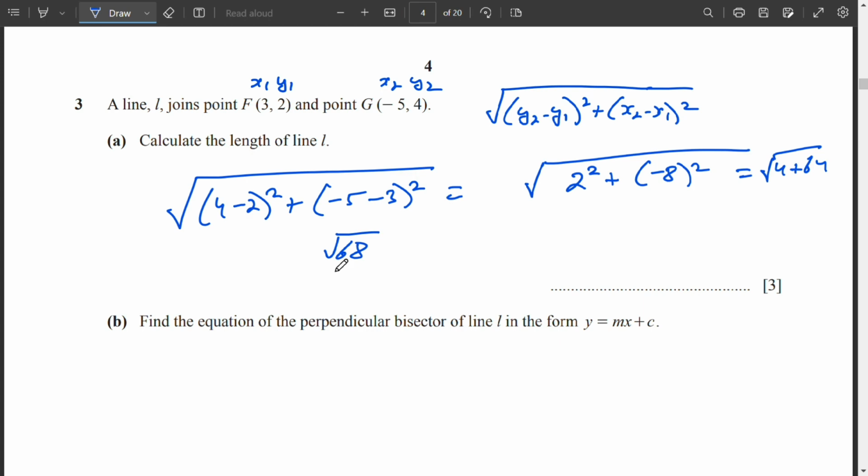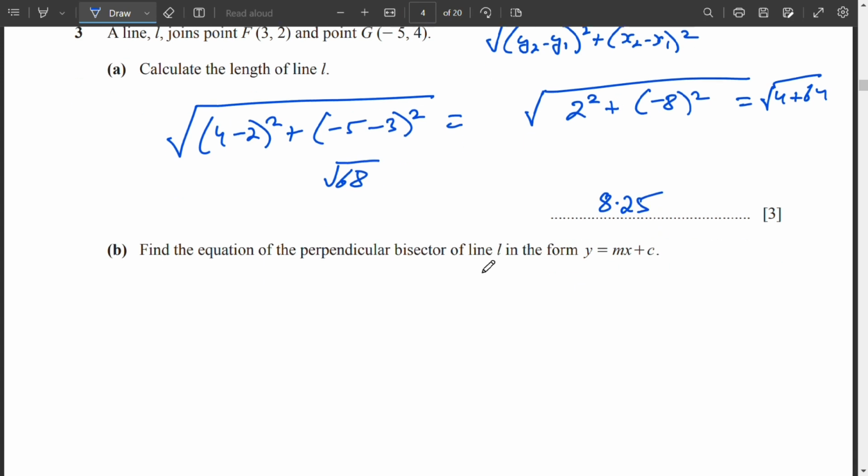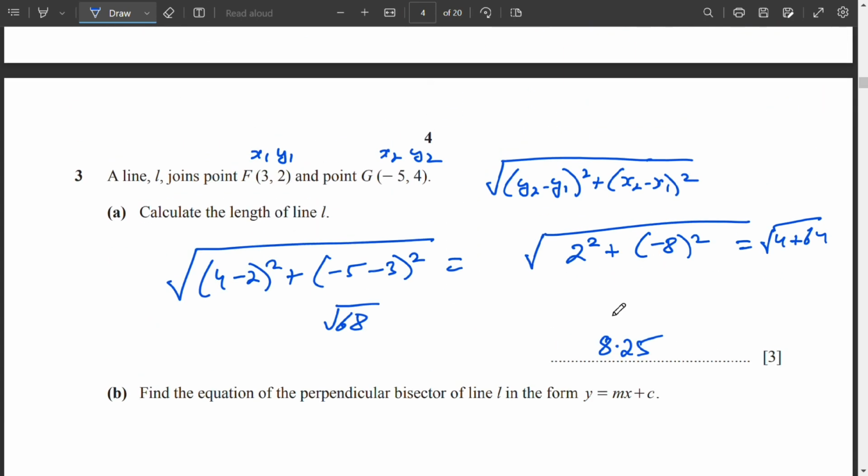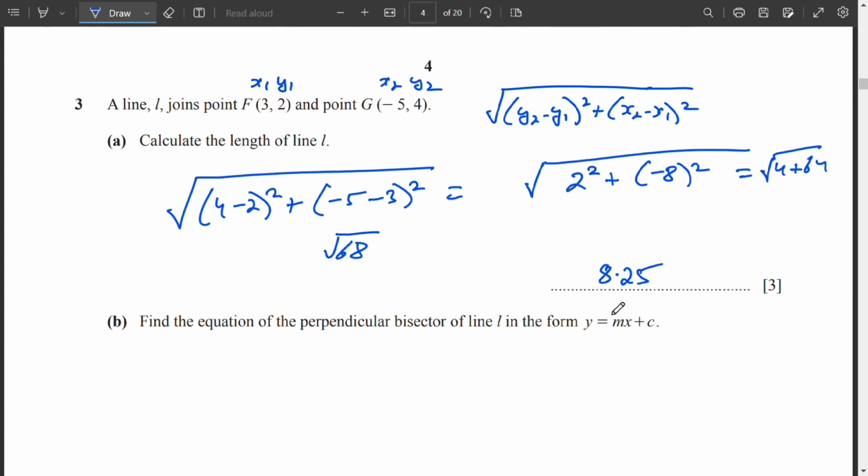Now using our calculator, the square root of 68 is 8 point something. You can round it off to 8.25. That is 8.25, the length of line L. Okay, find the equation of the perpendicular bisector of line L in the form y equals mx plus c. So we are dealing with this line only, L.